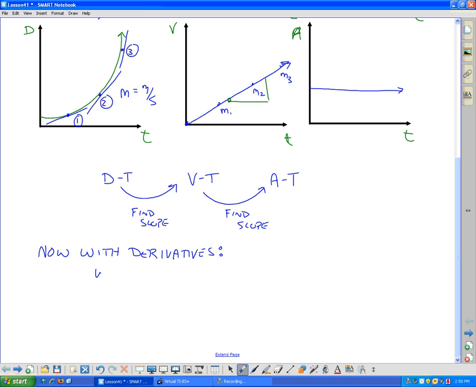Okay, so we can determine slope from displacement equations.